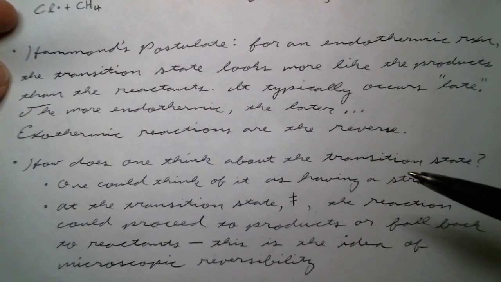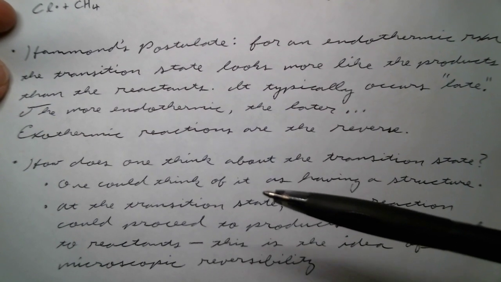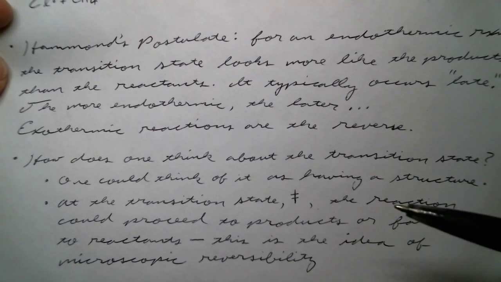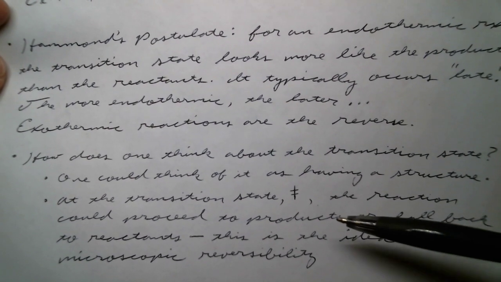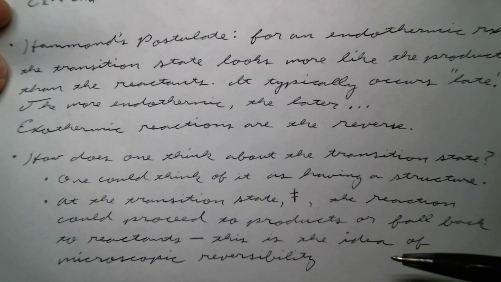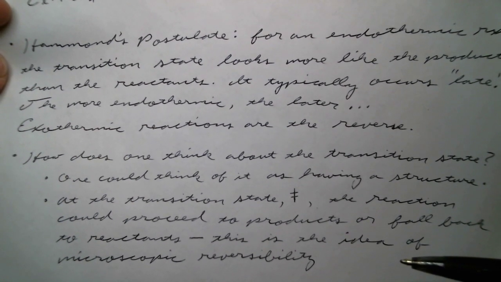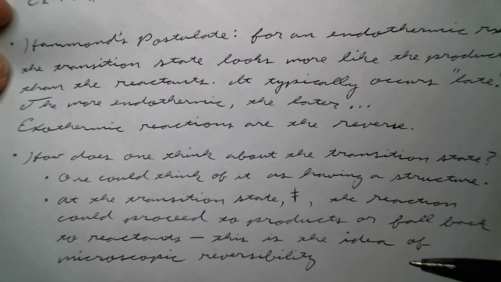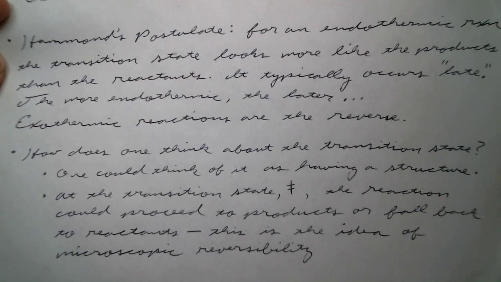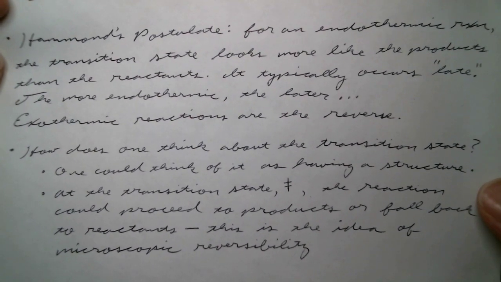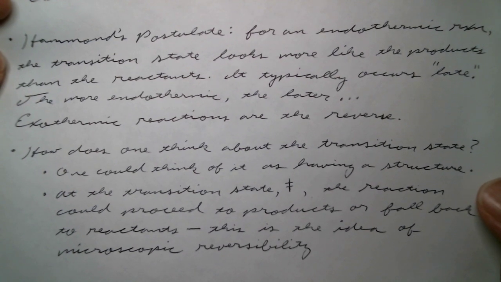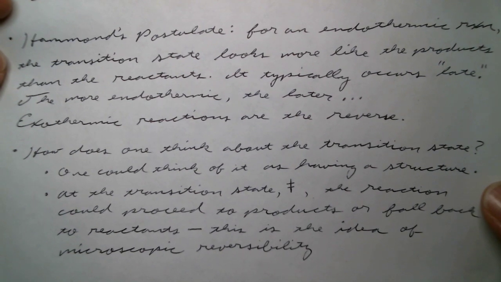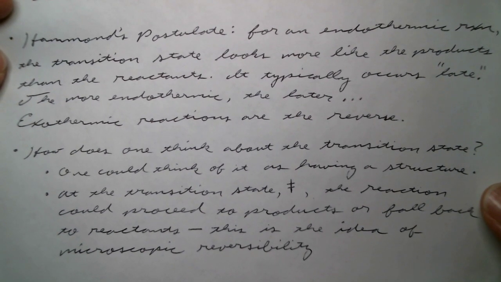How does one think about the transition state? We've gone over this a little bit already. One could think of it as having a structure at the transition state, that double cross position. The reaction could proceed to products or fall back to reactants, and this is the idea of microscopic reversibility. If you're on a journey from one side of a reaction arrow to the other, in theory, your reaction could go backwards at any given point. So we'll go ahead and look at the second mechanistic step and explore Hammond's postulate further for exothermic type elementary steps in the next video.